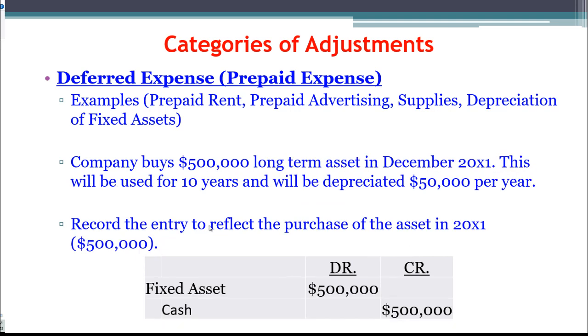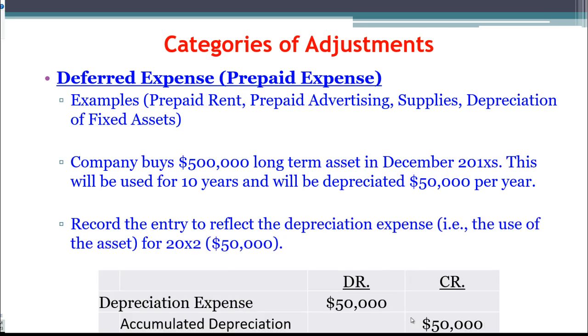Now, one other common situation that is a prepaid expense, a much longer term prepaid expense, is when we buy an asset for $500,000 in this case in the first year. It's going to be used for 10 years and it'll be depreciated $50,000 per year. We need to record the entry first to reflect the purchase of that asset. We're debiting that asset for $500,000, crediting cash for $500,000.